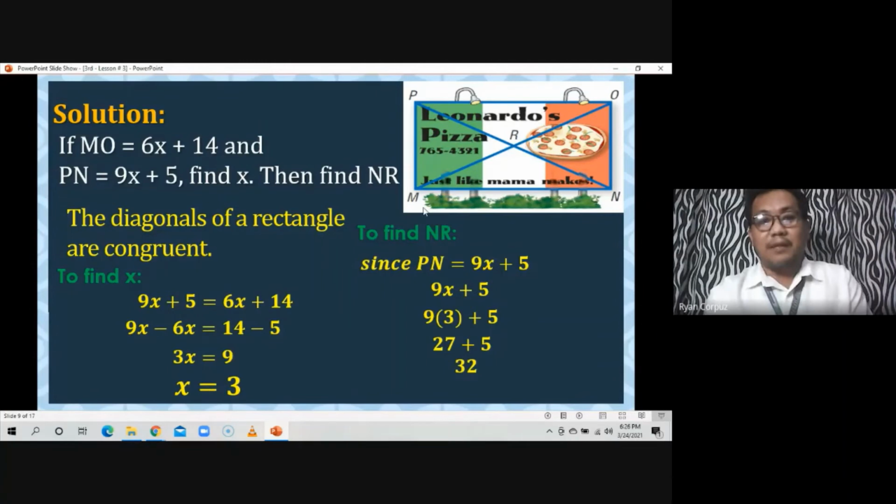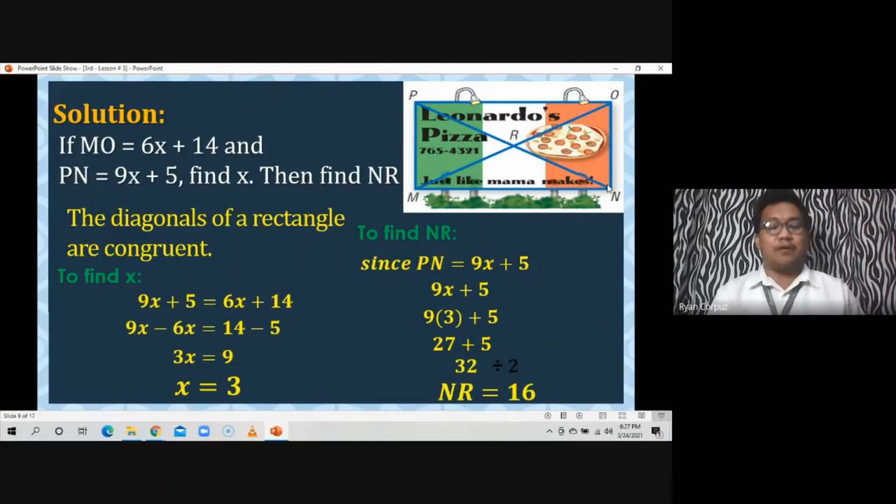So ibig sabihin, diagonals MO and PN bisect each other. Pag sinabing bisects each other, inati niya yon, yung diagonal na yon, inati ng diagonal na to, into equal measures. So whatever the measure of this segment, that's also the measure of this segment. So kung ano yung measure ng buo na yon, you just have to divide it by 2 for you to find out the measure of segment NR. So therefore, segment NR is equal to 16. So that's how we answer example number 1.